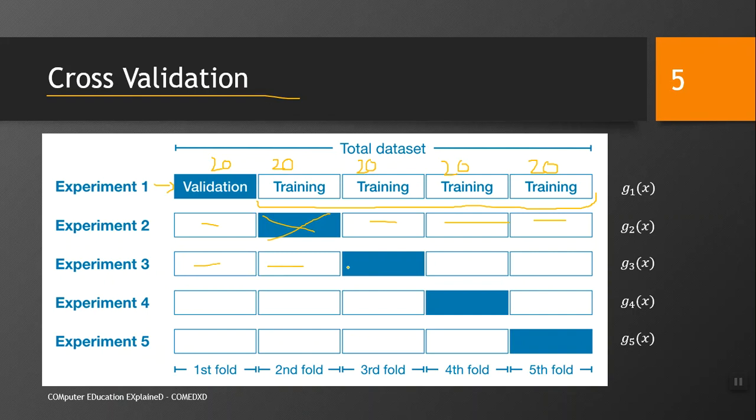Similarly, in the third experiment, we take the third split, or third fold, as our validation and the others for the training. Similarly, experiment 4 and experiment 5. We call this a 5-fold experiment. Here you can see that we can either use the same estimator G1(x) for each experiment, or we can take different training sets and different estimators, and we can take the average of those. So this is known as cross-validation.